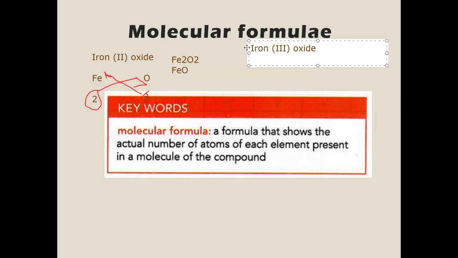Iron is Fe, and the oxide is oxygen. Iron 3 means the valency is 3. Oxygen, as usual, its valency is 2. Next, we will cross the valency of each atom to the other.